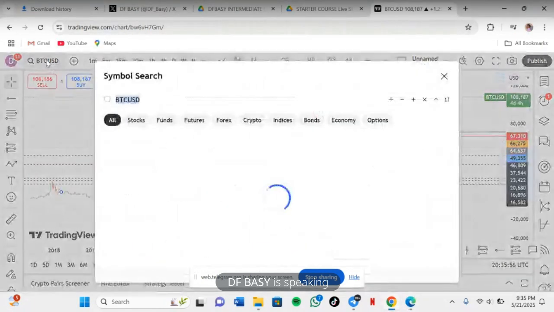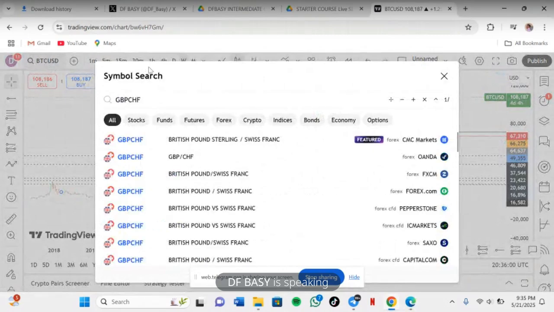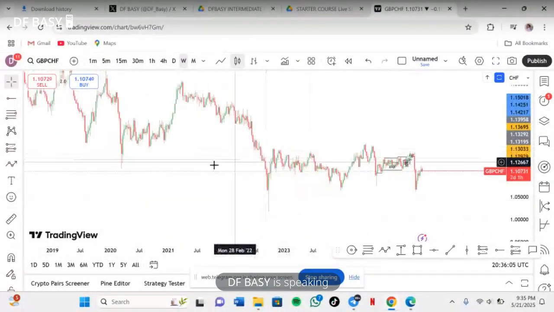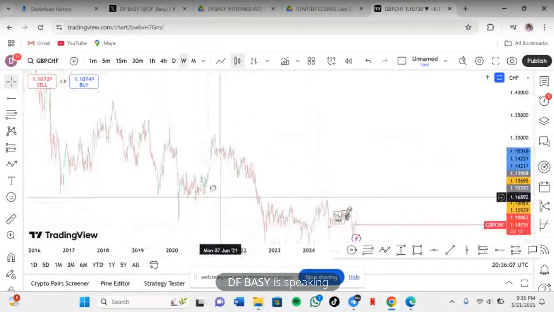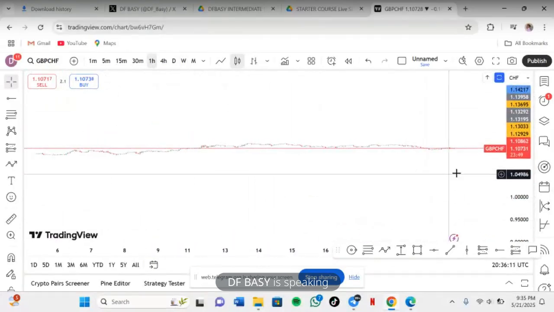Let me go to GBPCHF. That pair, they like to range too much. Okay, let me talk and finish. Though the overall trend is bearish, they like to range. Let me go to the 1 hour and we'll see how it likes to range.